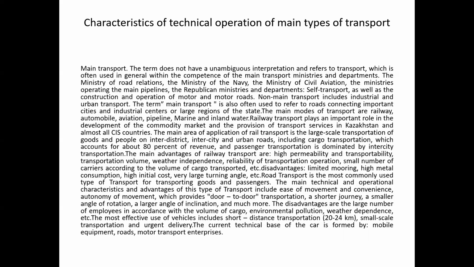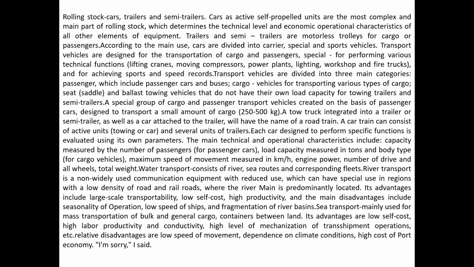The current technical base of the car is formed by mobile equipment, roads, and motor transport enterprises. Rolling stock: cars, trailers, and semi-trailers. Cars as active self-propelled units are the most complex and main part of rolling stock, which determines the technical level and economic operational characteristics of all other elements of equipment. Trailers and semi-trailers are motorless trolleys for cargo or passengers.